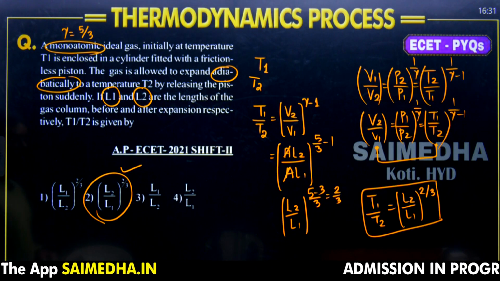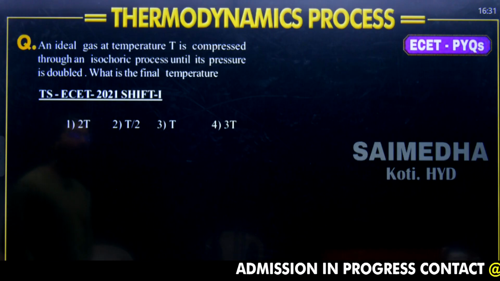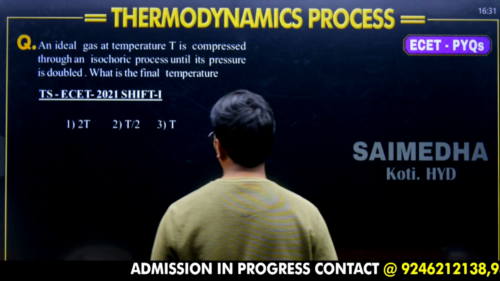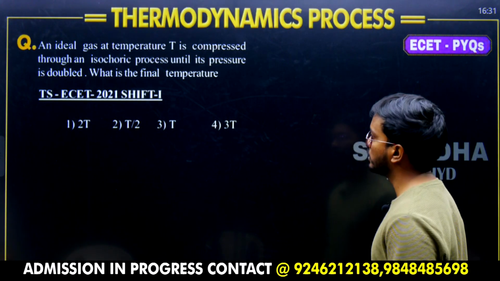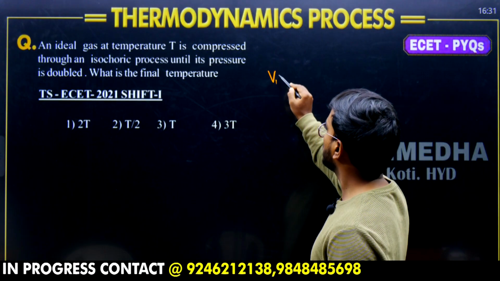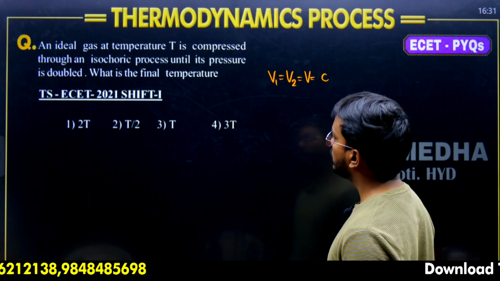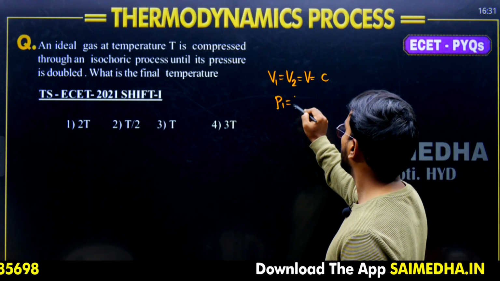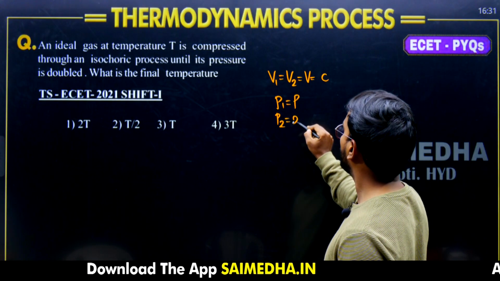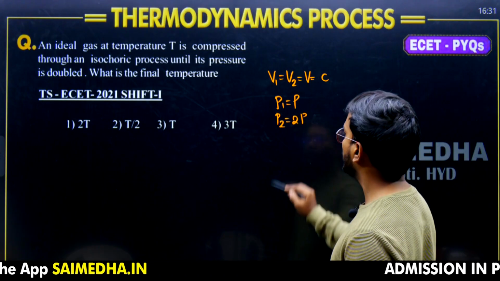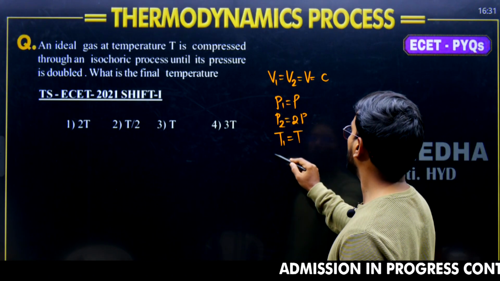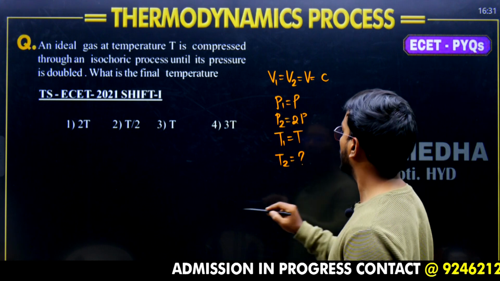Moving on to the question number 7. An ideal gas at a temperature T is compressed through an isochoric process. Isochoric process means volume is remaining what? Constant. Until its pressure is doubled. P1 is equal to P, P2 is equal to 2P. What is the final temperature when initial temperature is T? T1 is equal to T, T2 is equal to what?